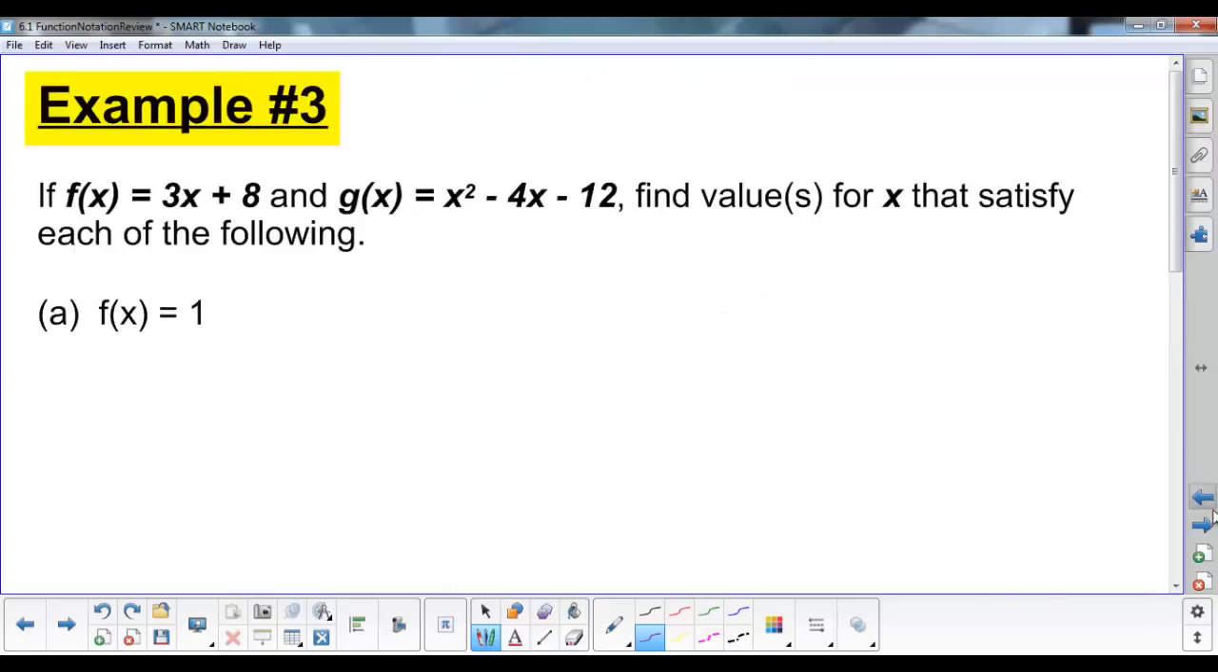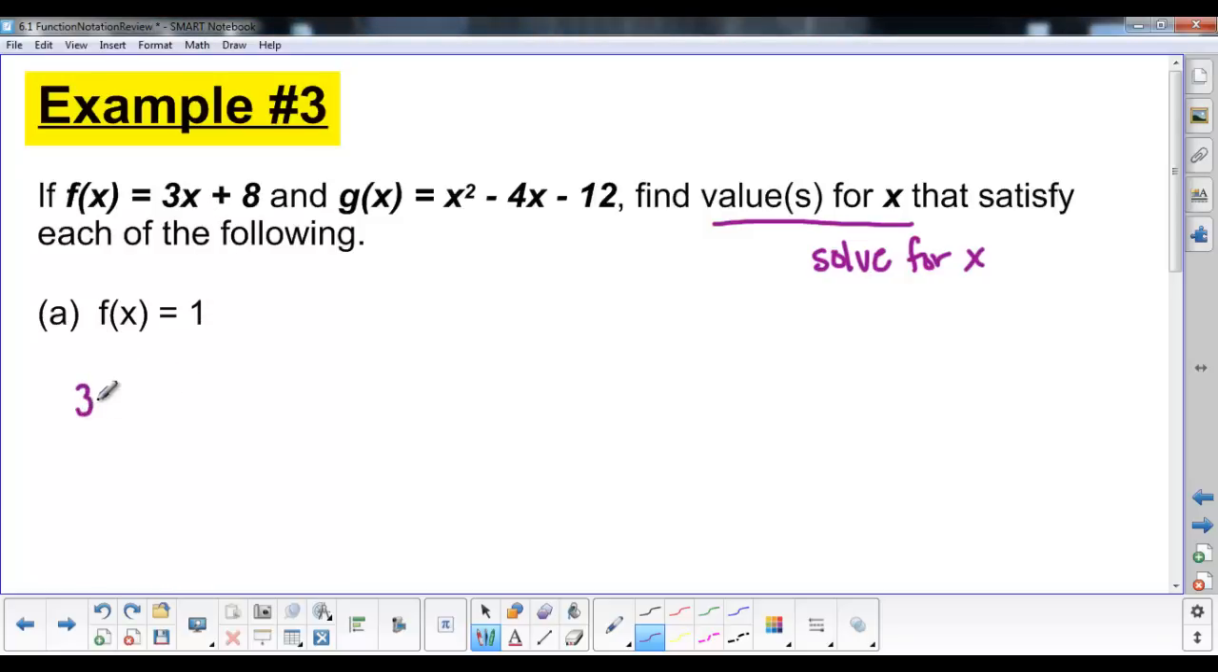Okay, moving on to example 3. This time we are given f of x and g of x, and this time we want to find the values of x that satisfy the following. So basically, you are trying to solve for x when y equals some value. Okay, so a little bit different. This time we're not replacing all the x's. We're saying that the function f of x is set equal to 1.